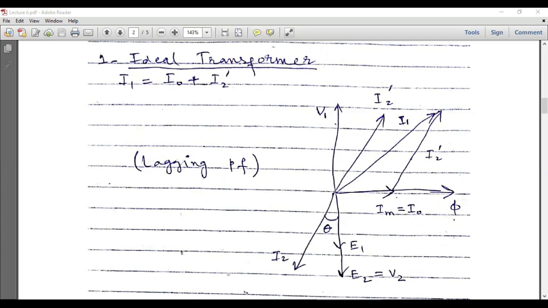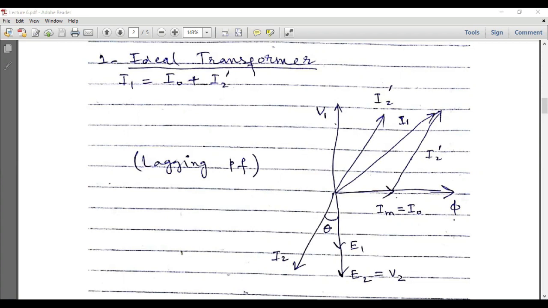Since we know that the secondary current is 180 degrees out of phase with the primary current in a two winding transformer, we have to consider this I2 dash current, and this I2 dash is basically equal to minus I2. So actually I1 is equal to I naught plus I2 dash, or we can say that I1 is equal to I naught minus I2, since the secondary current is 180 degrees out of phase with the primary current.